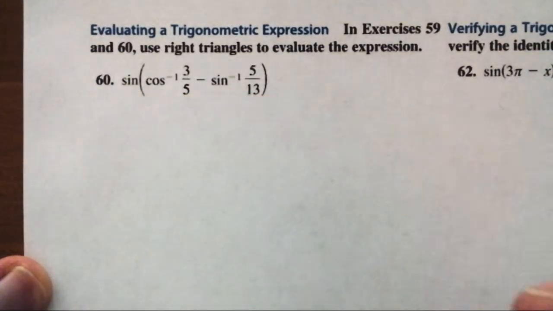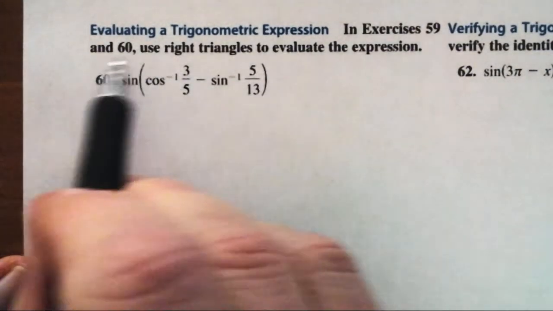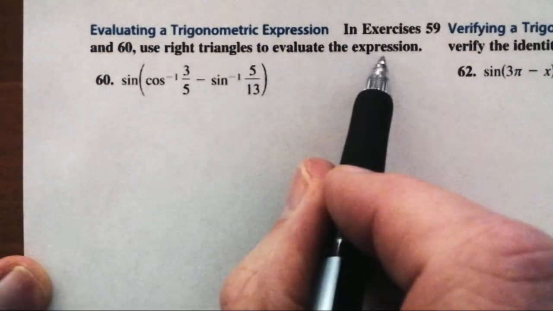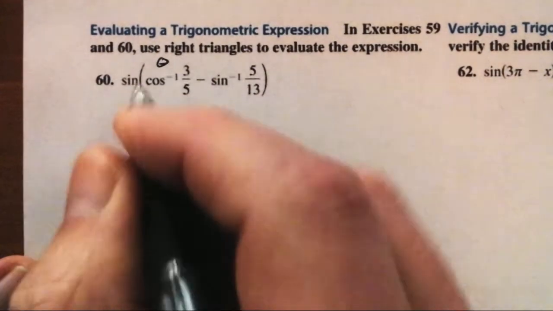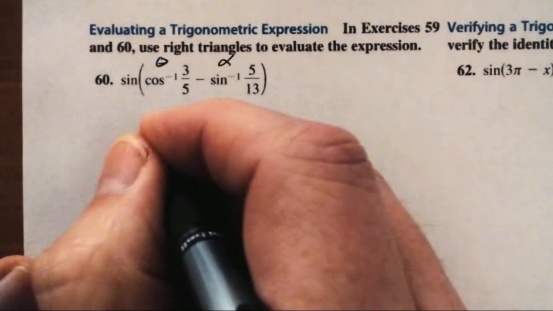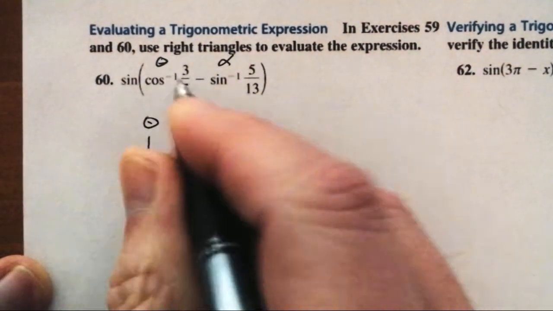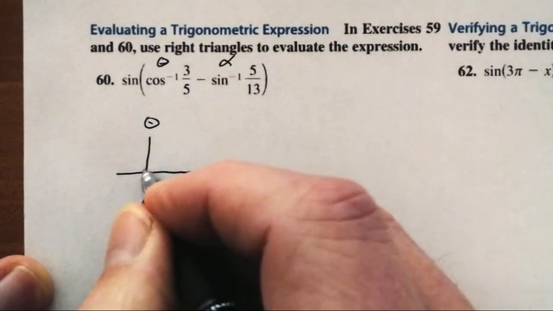This, in some ways, is even easier. Use right triangles to evaluate the expression. Cosine inverse. See, this thing's an angle. I'm going to call it theta. I'm going to call that one fish. I'm going to build theta. It's positive, it's in the first quadrant.